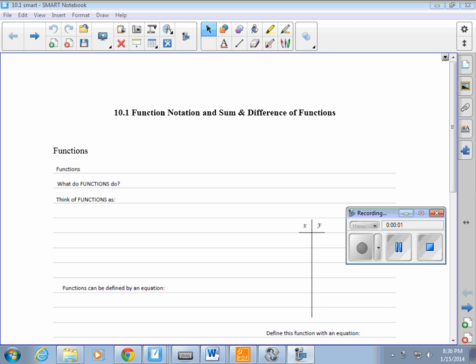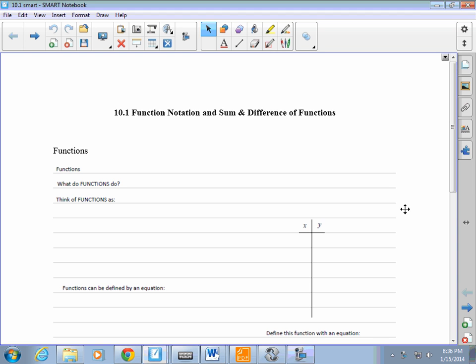Alrighty, so chapter 10 is on function operations. There's 3 fairly quick sections to this chapter that we're going to look at. So the first one is function notation and the sum and difference, and then we'll look at the product and quotient of function notation. So first of all, we need to know what a function is.